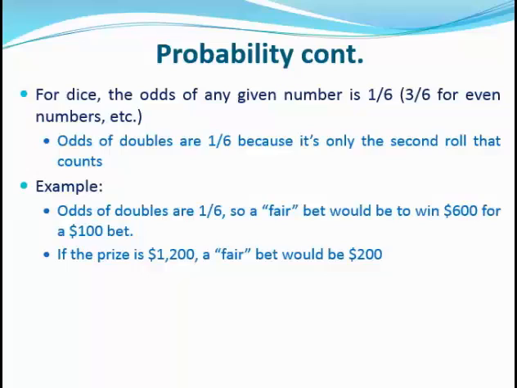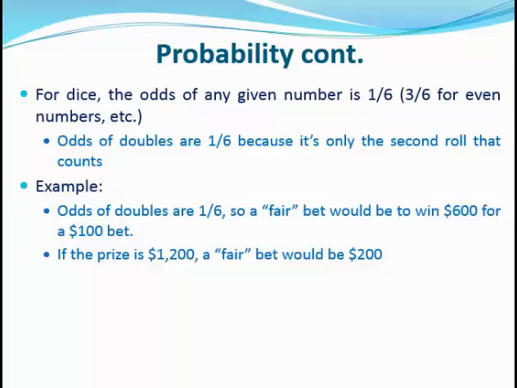So, for example, if you were playing a game and you had to put money in order to roll, and you won a certain amount of money for hitting a double, in order to be a fair game, it would have to be 6 times the amount. If you put in $100 and won $600 if you hit doubles, that would be a fair game. If you'd get $700 if you hit doubles, well, that's a really good game that you should play because you're getting good odds.